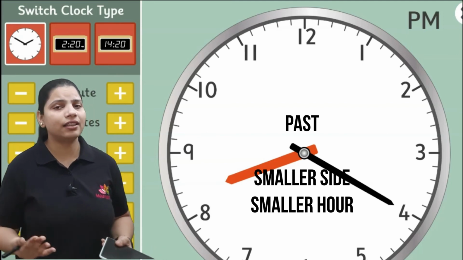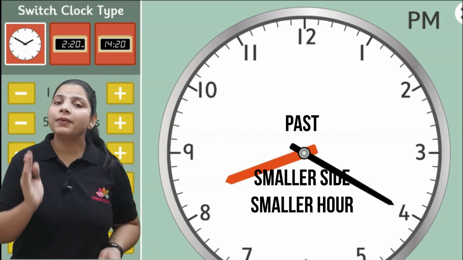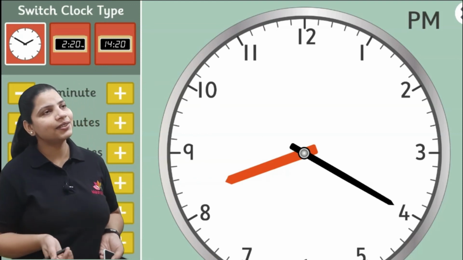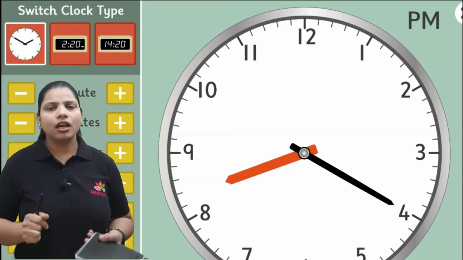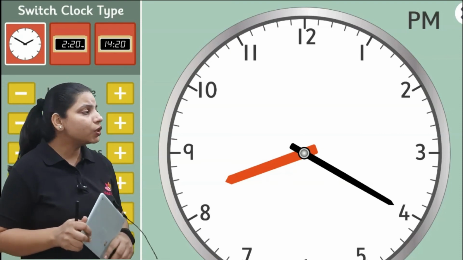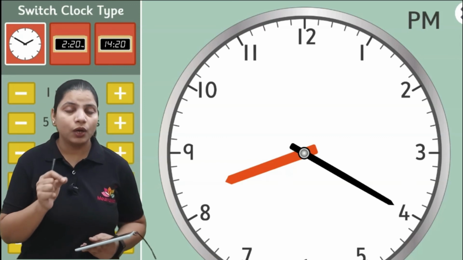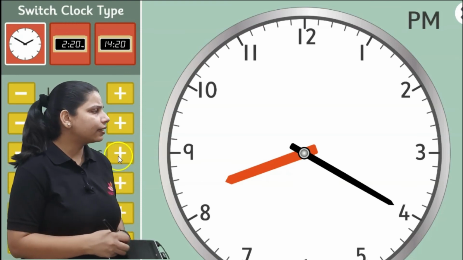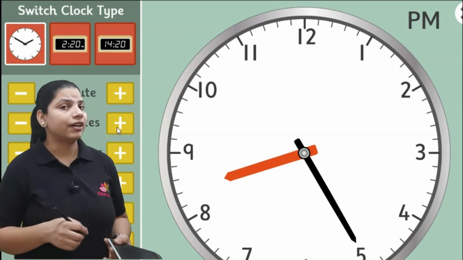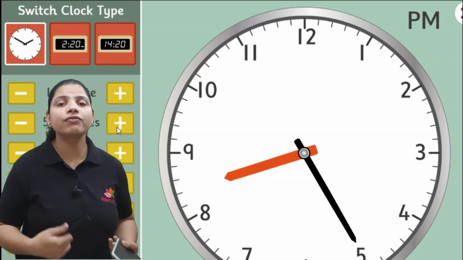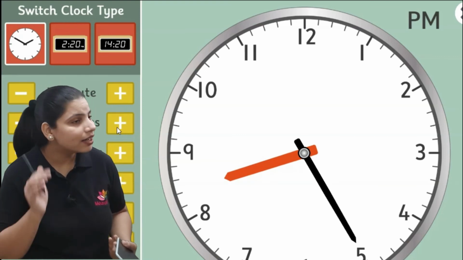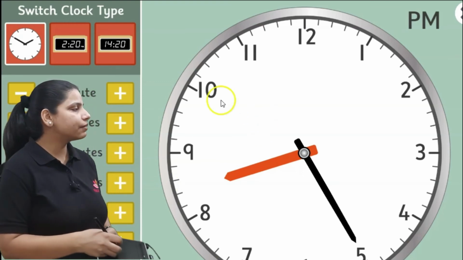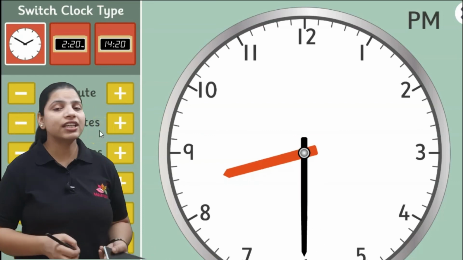Whenever you need to tell the time and your minute hand is pointing towards past, that means the smaller side of the clock, you just need to count minutes. How will you count minutes? You just need to check where your minute hand is pointing and multiply by 5. If it's like this, 5 fives are 25. 25 minutes past 8. Yes, smaller hour also. 25 minutes past 8.